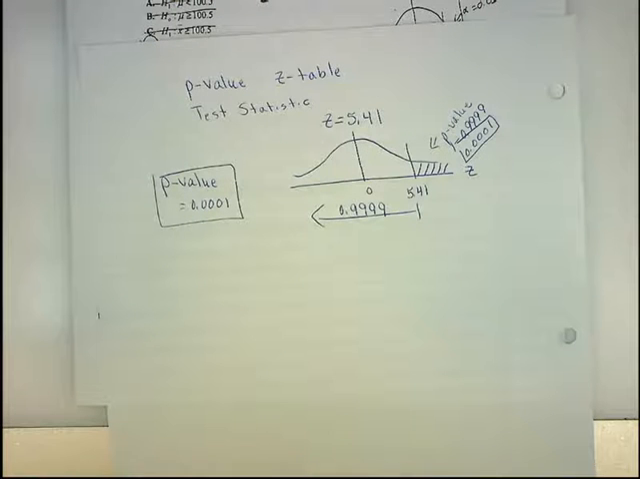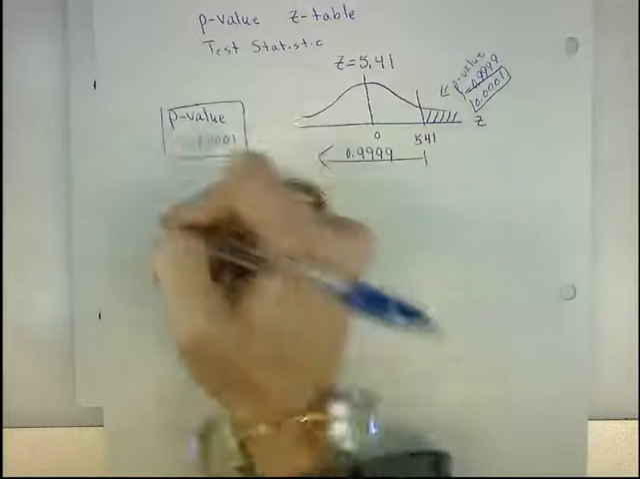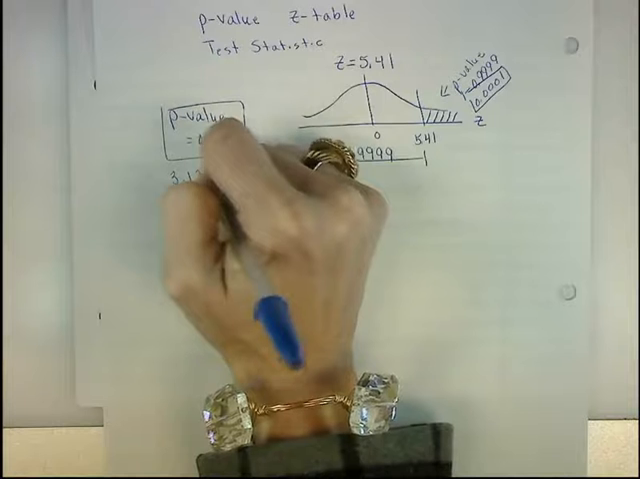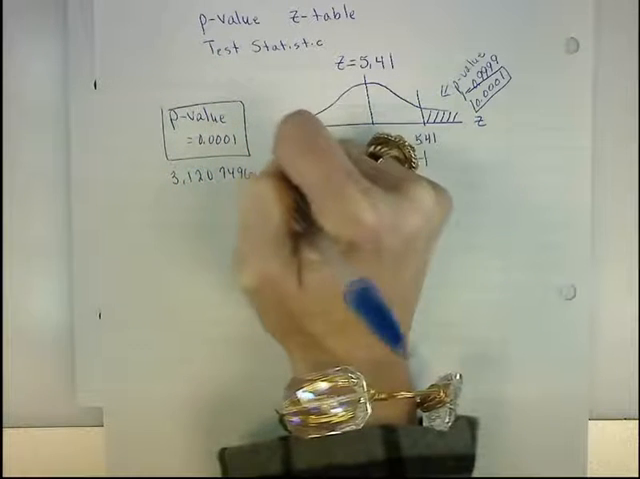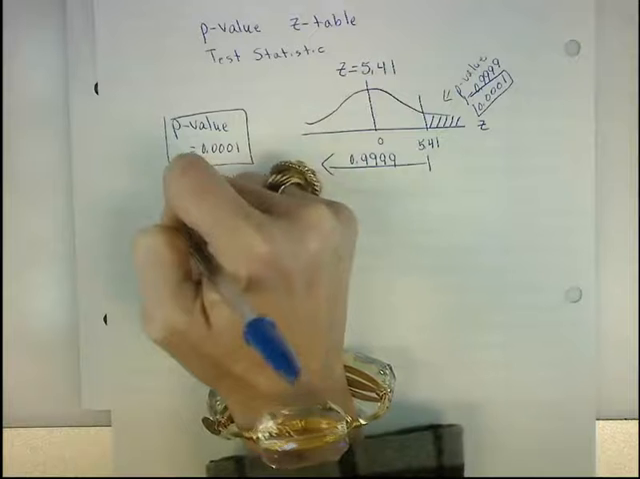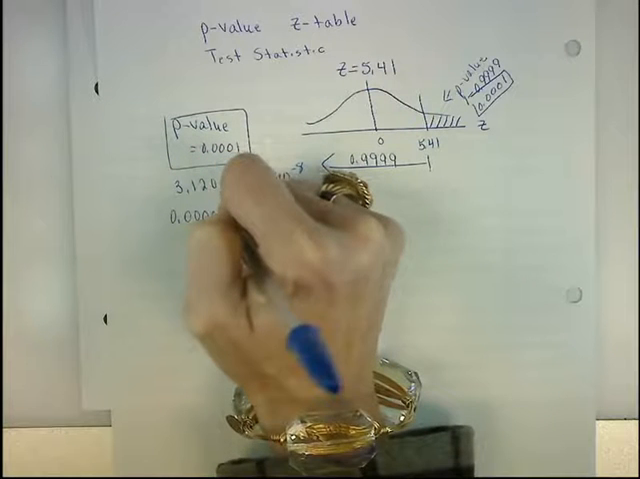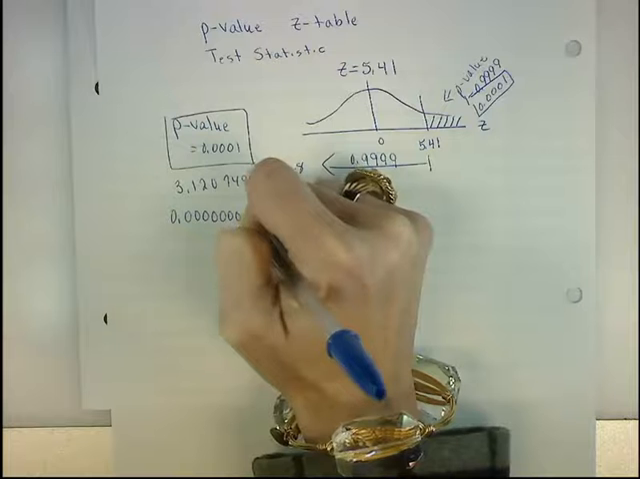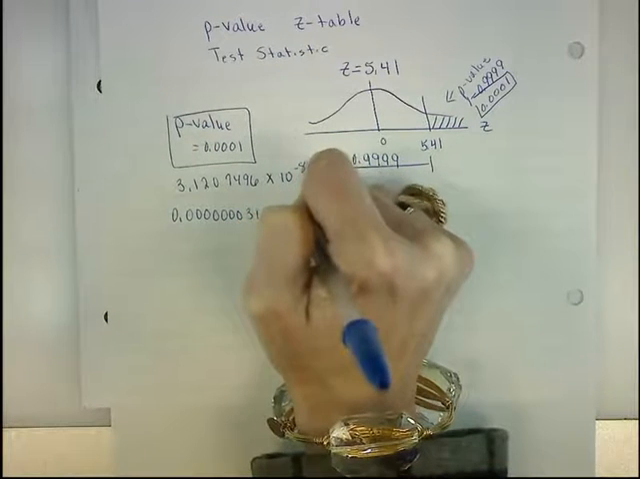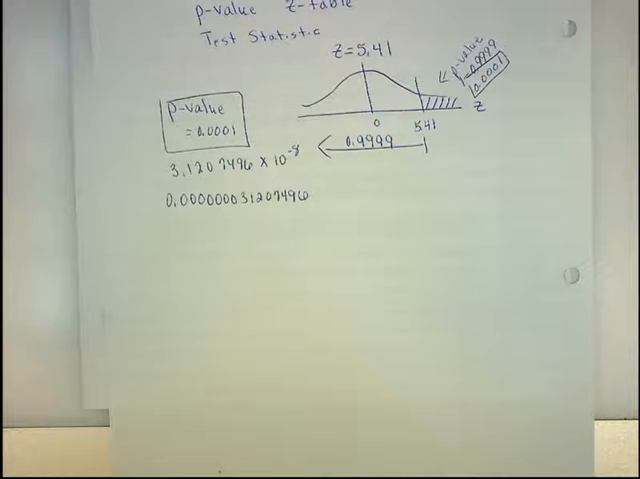If you remember from the calculator, when you go to stat, test, and z-test, it turned out to be 3.1207496 times 10 to the negative 8. That's 0.000000031207496 if you move the decimal to the left 8 places. And that's the calculator p-value.